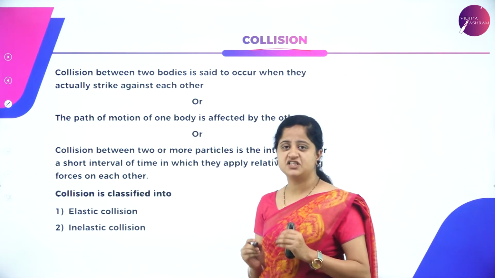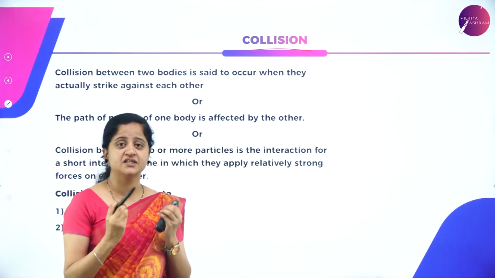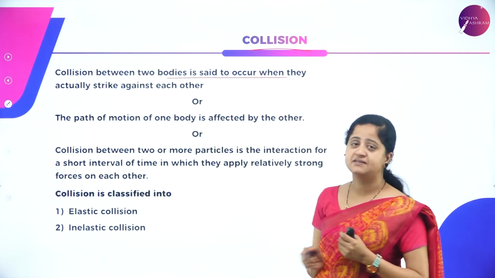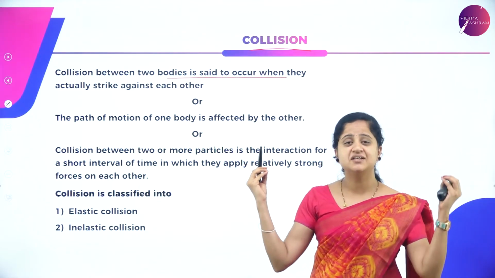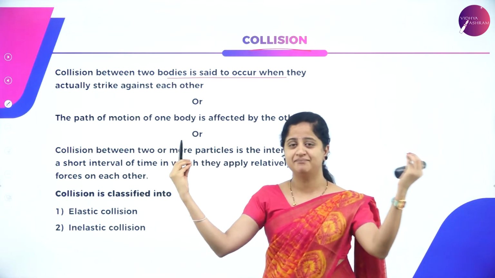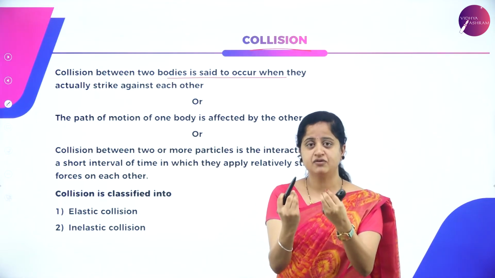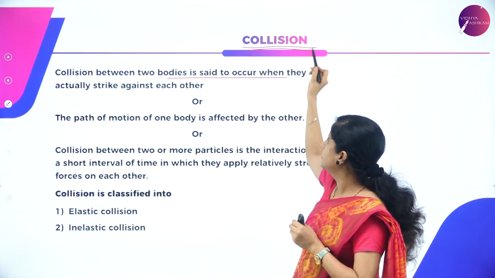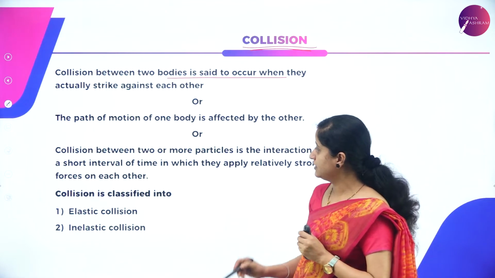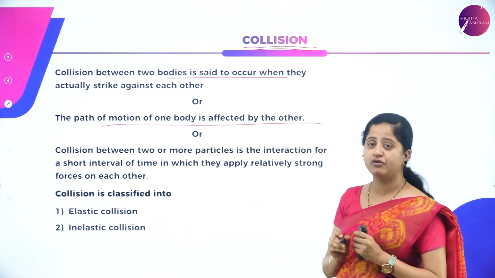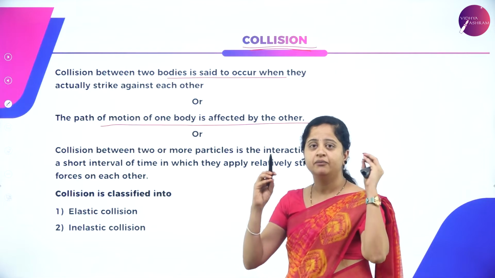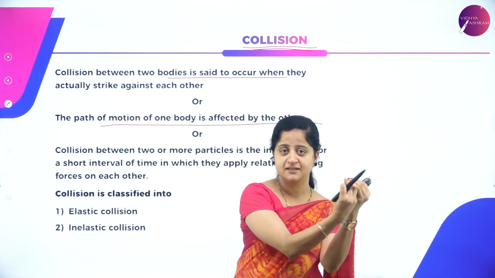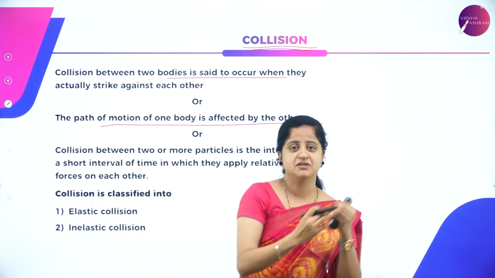So what do you mean by collision? Collision between two bodies is said to occur when they actually strike against each other, when they actually meet each other with a certain force. When two bodies physically strike against each other, we can say the collision occurs. So collision is nothing but the path of motion of one body being affected by the other body. When one body is moving in one direction, if another body comes and hits it, it will deviate from its position.